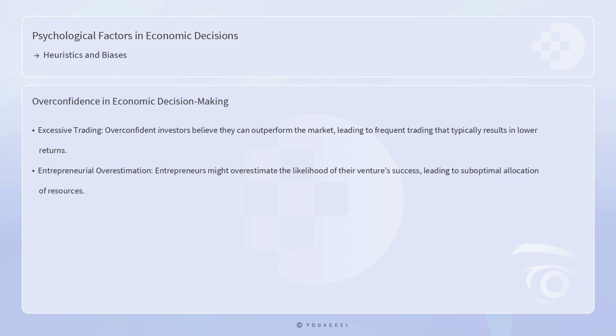Overconfidence is another pervasive bias that affects economic decision-making. People often overestimate their knowledge, abilities, and the precision of their information. This bias can lead to excessive trading in financial markets, as overconfident investors believe they can outperform the market, despite evidence suggesting that frequent trading typically results in lower returns. Overconfidence can also affect entrepreneurs, who might overestimate the likelihood of their venture's success, leading to suboptimal allocation of resources.